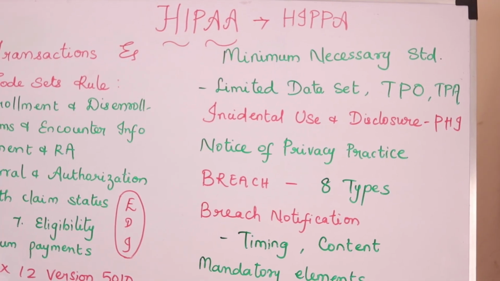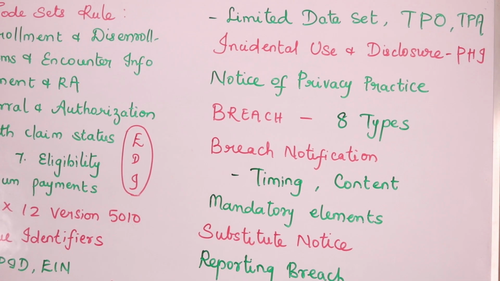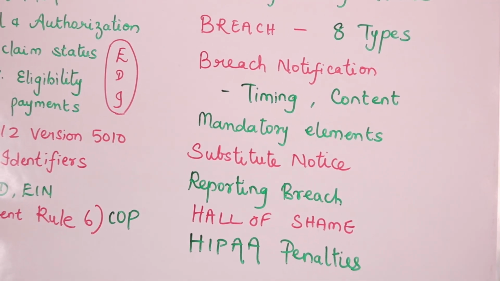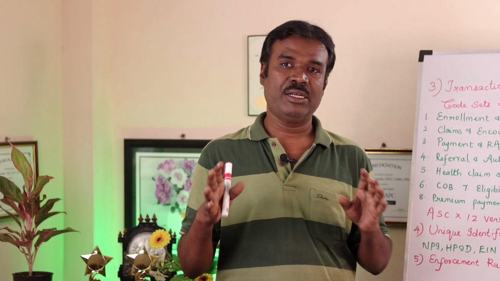A covered entity may not use or disclose PHI unless the privacy rule permits it or the individual authorizes it in writing. So we saw that in TPO, you don't have to have a written request.